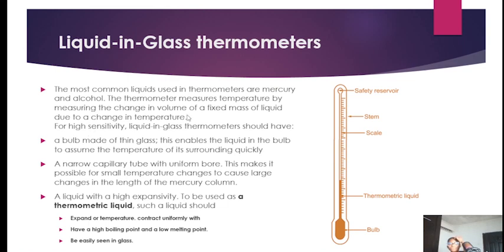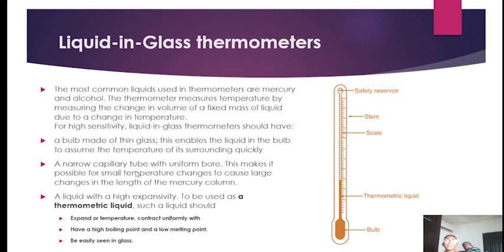The most common liquids used in thermometers are mercury and alcohol. The thermometer measures temperature by measuring the change in volume of a given mass of liquid due to a change in temperature. For high sensitivity, liquid in glass thermometers should have a bulb made of thin glass. This enables the liquid in the bulb to absorb the temperature of its surroundings quickly, because a thermometer must be very, very sensitive. So it must be able to assess the temperature of its surroundings quickly.